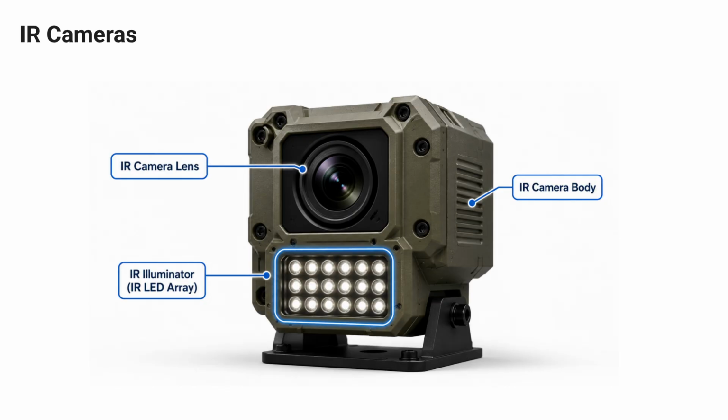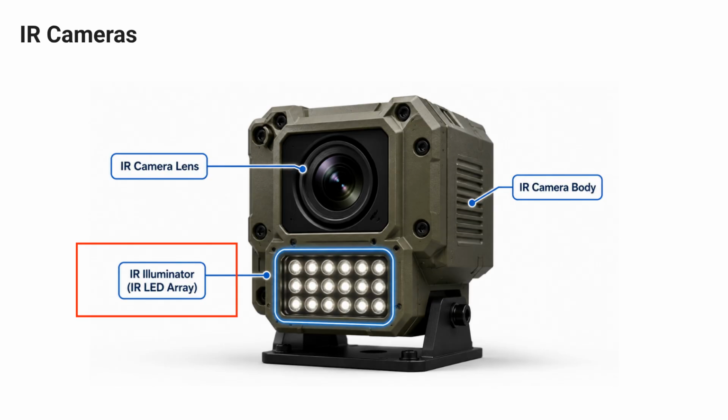An IR camera, or infrared camera, is designed to create images using near-infrared light, which is invisible to the human eye. The camera usually works together with an IR illuminator. This illuminator projects invisible infrared light onto the road, terrain, or nearby objects. The reflected light is then captured by the IR-sensitive camera sensor and converted into a clear, usually black and white image. This makes IR cameras useful for night driving, tunnel navigation, obstacle detection, and short-range surveillance.